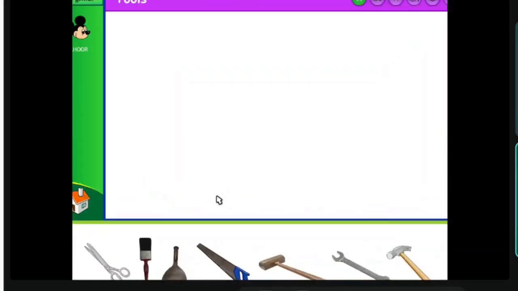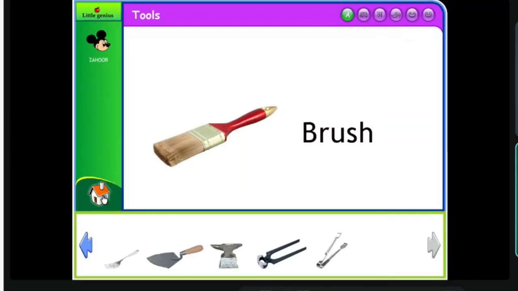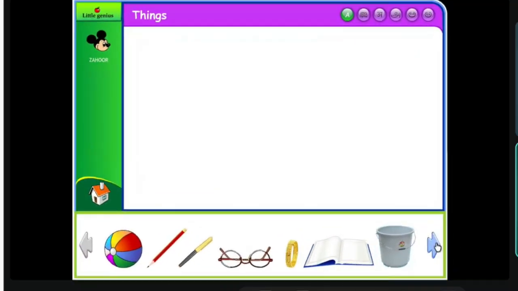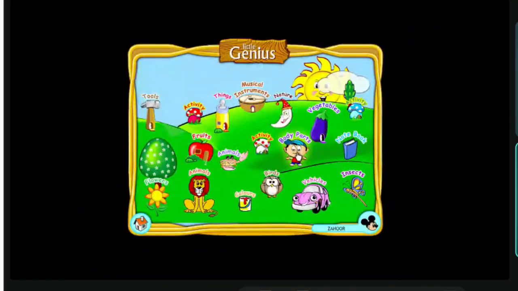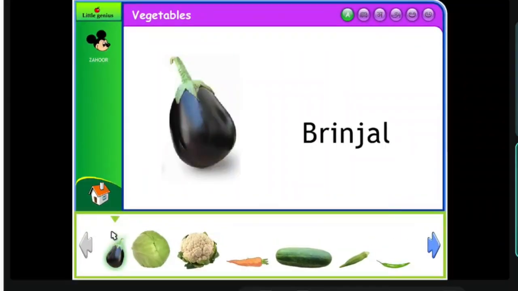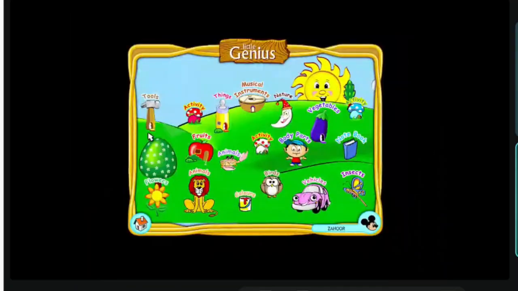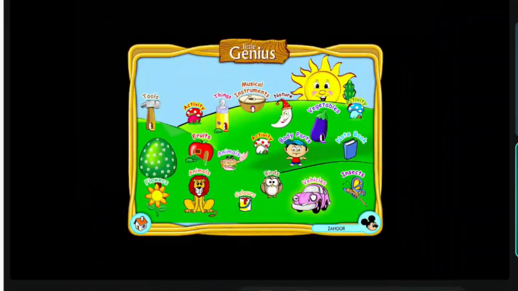Then tools. Then things. What are the differences between tools and things? All these things will be seen. Desk, then vegetables. So this section is so deep, with hundreds and hundreds of very nice words. So the tools, flowers if you want flowers, then all these things.